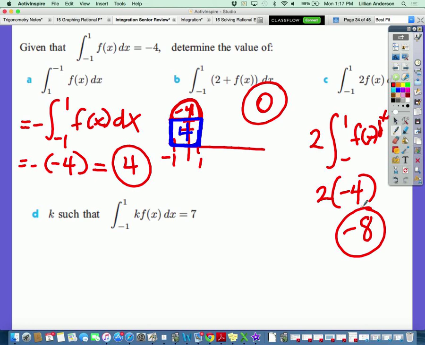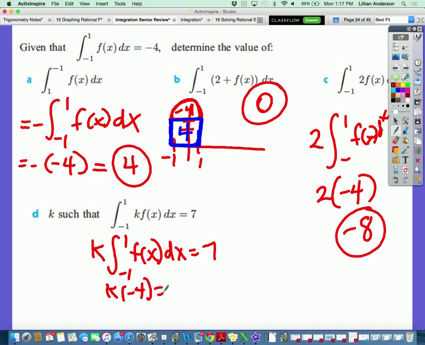And the last one says find k such that... Also, the constant. You can take out a k and plug it in. So you'll basically have k times -4 equals 7. So k would equal -7/4.